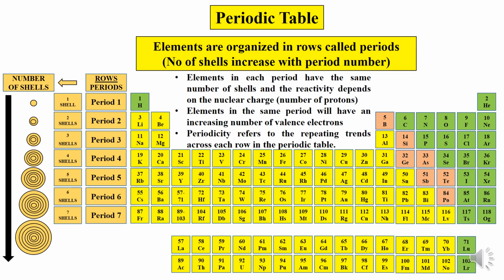What is periodicity? Now, periodicity refers to the repeating trends across each row in the periodic table. Now, this is a topic of discussion in one of my forthcoming videos, the topic entitled periodic trends. So you can watch out for that video in future.